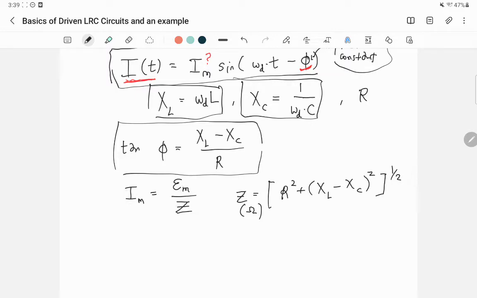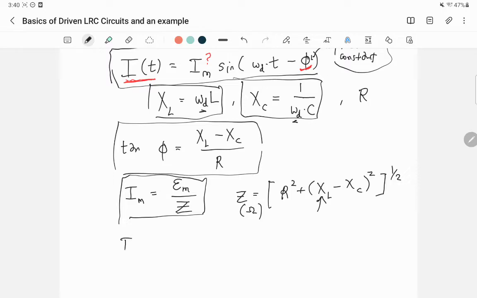But the way you read this is that the amplitude of the oscillating, or AC, current is equal to the amplitude of the driver, or the AC voltage, divided by the impedance of the LRC circuit at that driving frequency. Can you see that this impedance is actually a function of the driver frequency, because the driver frequency is in the reactances? So this is an important detail.